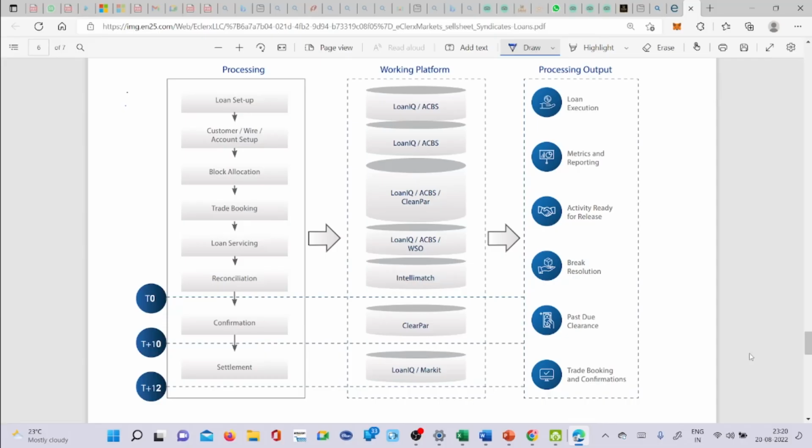Loan syndication process mapping, or I would say how to process loans, or maybe ABS or MBS in the loan syndication business. This is the chart which will help you to understand the process from the beginning to the end. So let's start then.